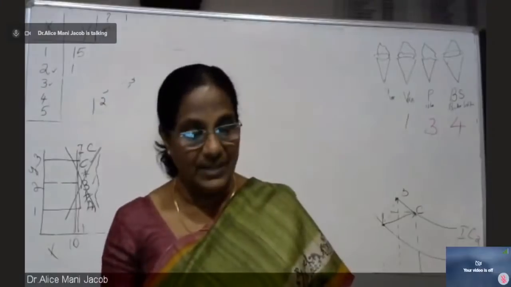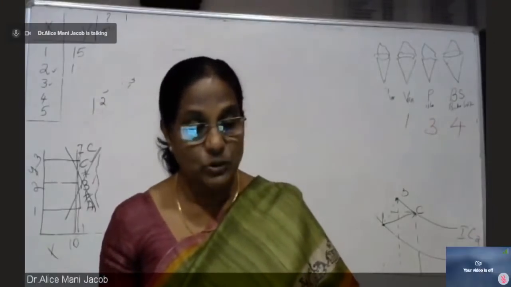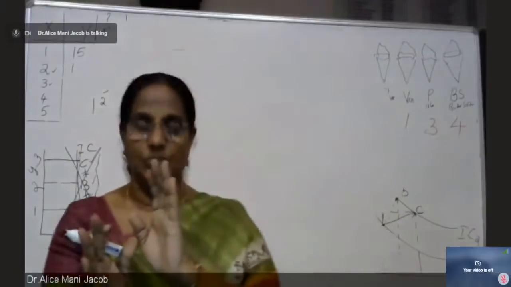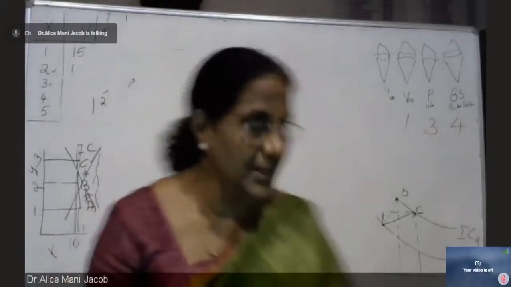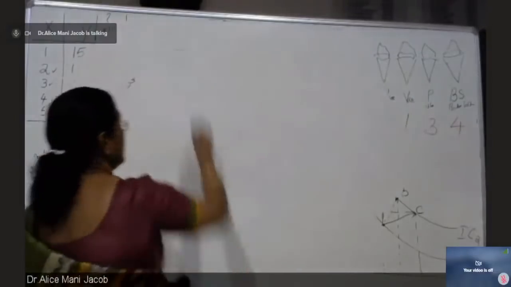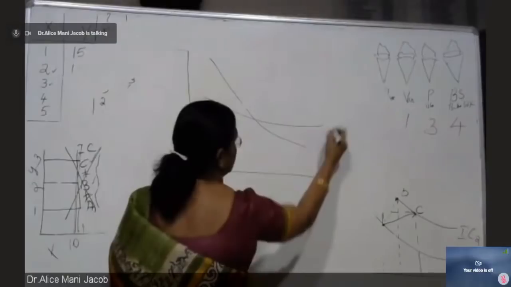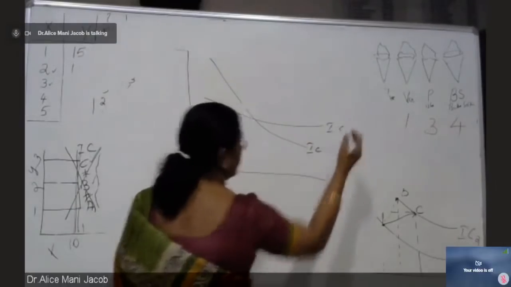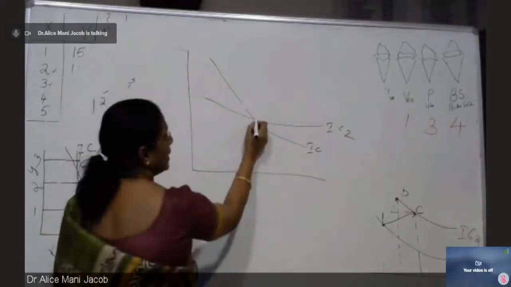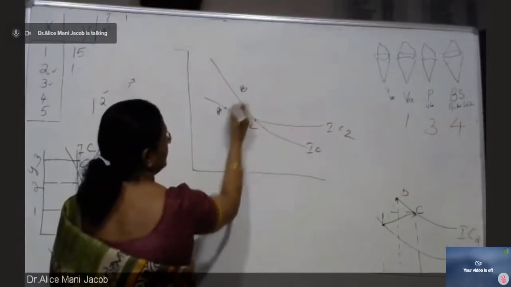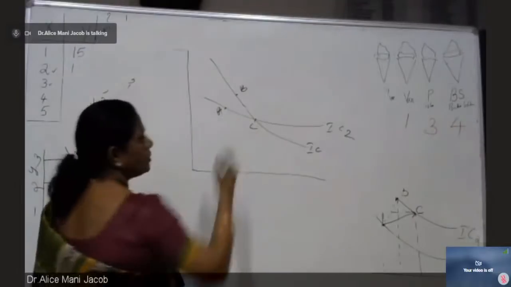You can open your book and see. That is on page number 2.68. No two indifference curves will intersect. It is very easy to establish that. Suppose two indifference curves intersect, IC1 and IC2. Listen carefully. There are 3 points A, B and C. A is equal to C.